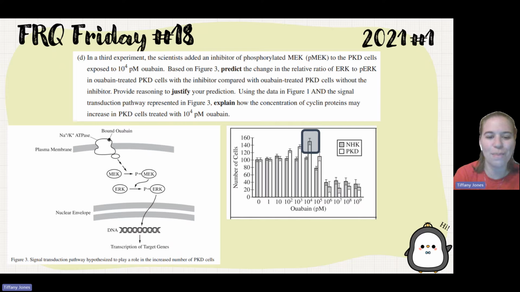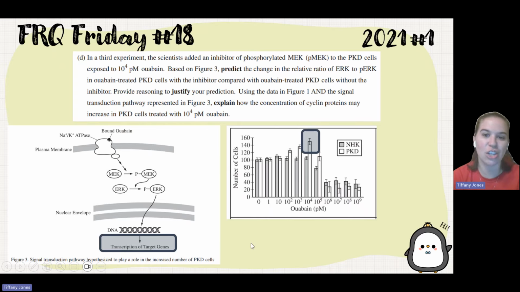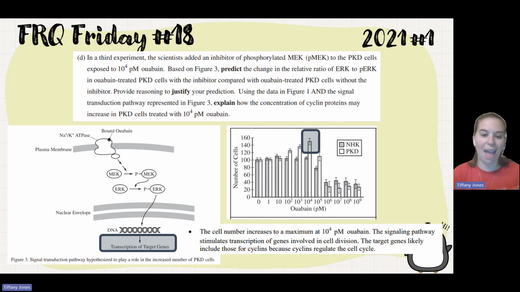And so if we follow the pathway through, we can see that albumin, of course, causes the increase of PMEK, which then causes PERK, which is then going to act as a transcription factor and increase the transcription of these target genes. These target genes are going to make more cyclin. So the cell number increases at 10^4 because it stimulates transcription of cyclin, and cyclin is needed to regulate the cell cycle.